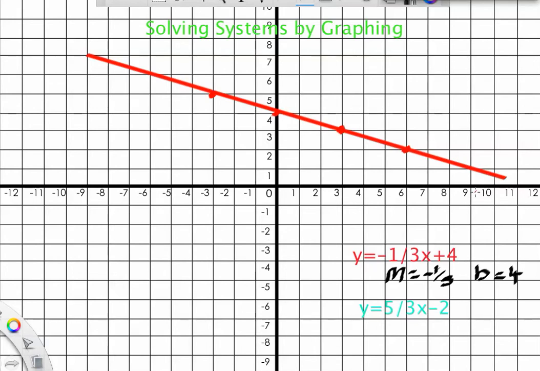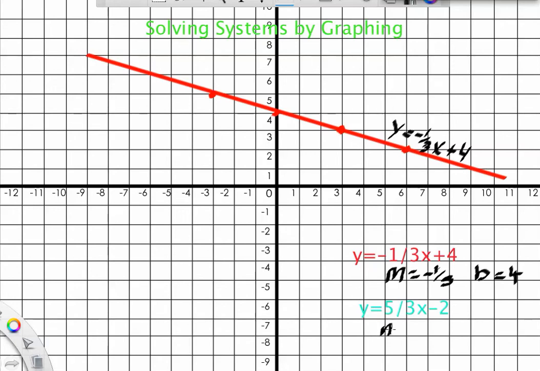There's my line, and if I wanted to, I could also go back here and label this line. Again, we label our lines by putting the equation on it. So I'm going to go back to get my black, and y equals negative 1/3 x plus 4. I can't do this very well. Okay, now I'm going to do the same for the second equation here on the bottom.